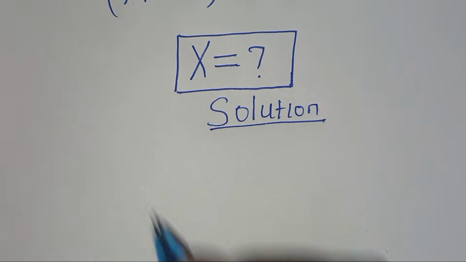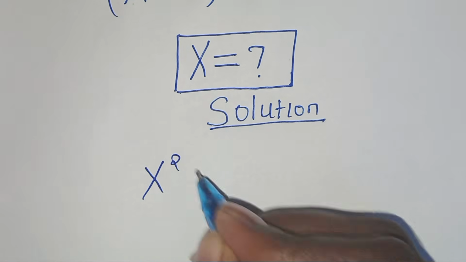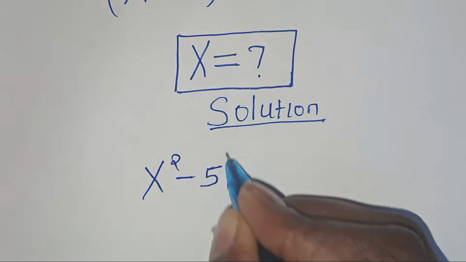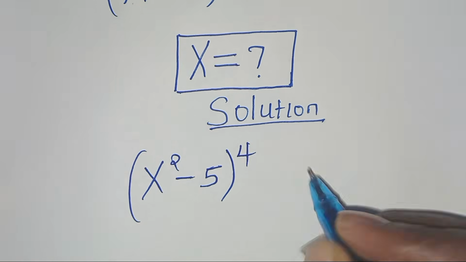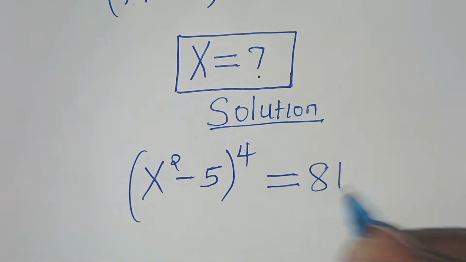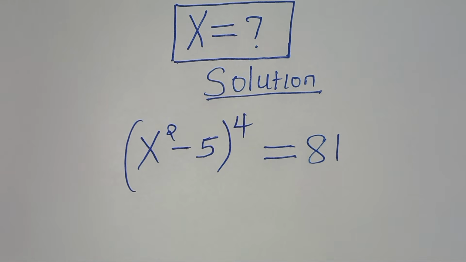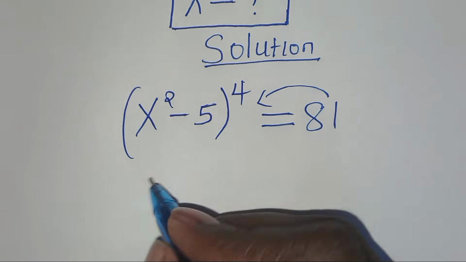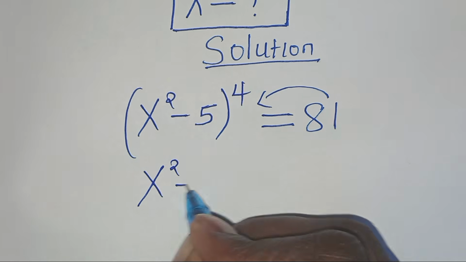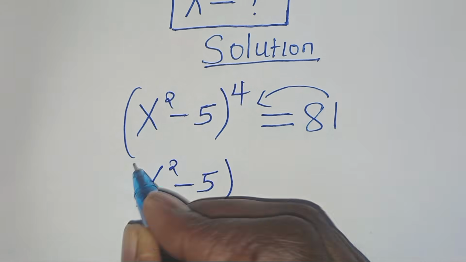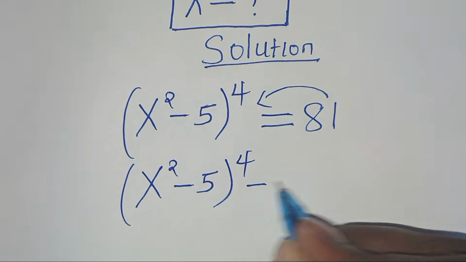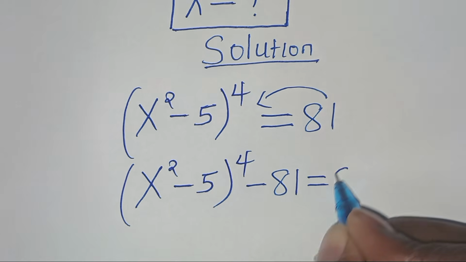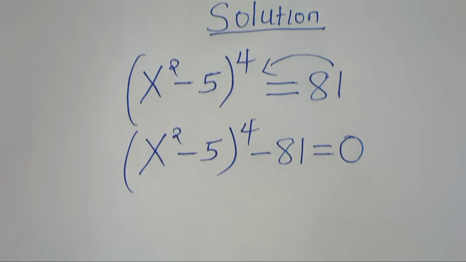So this is x to the power of 2, subtract 5, raised to the power of 4. This is equal to 81. So the first step is to take 81 on the left hand side, so that we have x to the power of 2 minus 5 raised to the power of 4 minus 81. This is equal to 0.